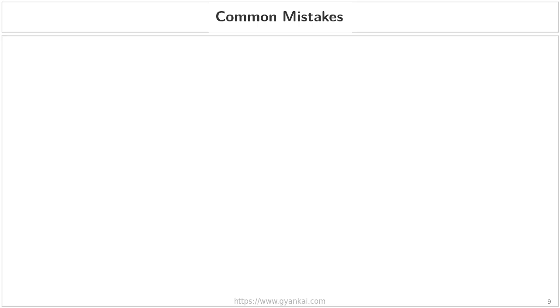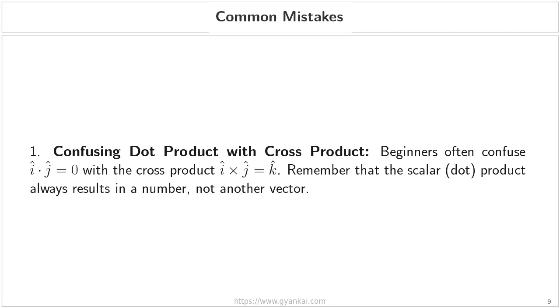Common mistakes. First, be very careful not to confuse the dot product with the cross product. You might remember from our earlier discussions that the cross product of i and j results in k. However, in today's topic, we are focusing strictly on the scalar product. Remember the golden rule: the dot product or scalar product always results in a single number, not a new vector. So, while i cross j gives you k, i dot j equals 0.